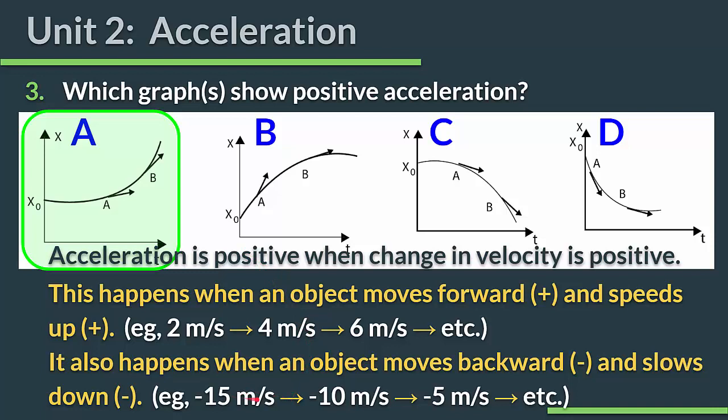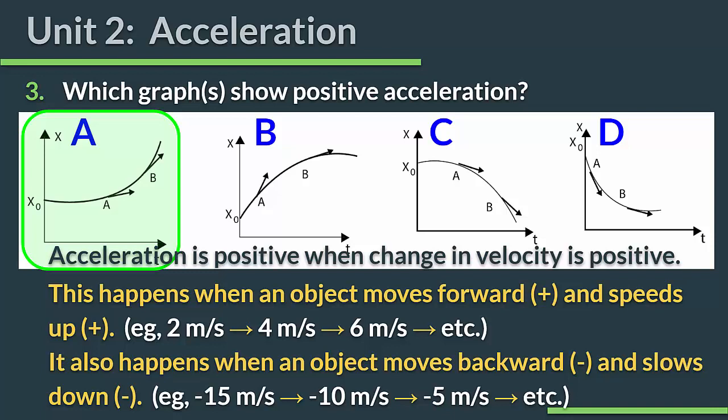But it also happens when an object moves backwards and slows down. Again, you might have to think of numbers to see this. That's why we wrote down those data tables earlier. But if you have an object that is moving at -15 and then -10 and then -5 and then 0, the change in velocity each second is a positive change. Specifically in this example, +5 meters per second every second.